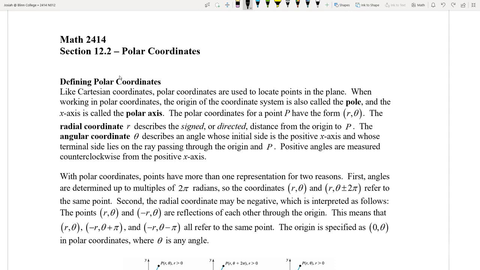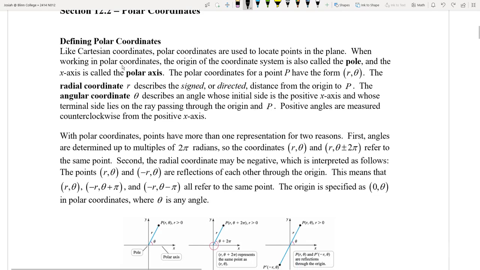So these are going to be called polar coordinates. As it says here, like Cartesian coordinates, polar coordinates are used to locate points in the plane. So when we're working in polar coordinates, the origin is now going to be called the pole instead. And our x-axis is going to be called the polar axis, as we see there in this picture. So the polar coordinates are going to look like r comma theta. So we're still going to have two different coordinates that we use to locate our points, but now they're going to mean some slightly different things.